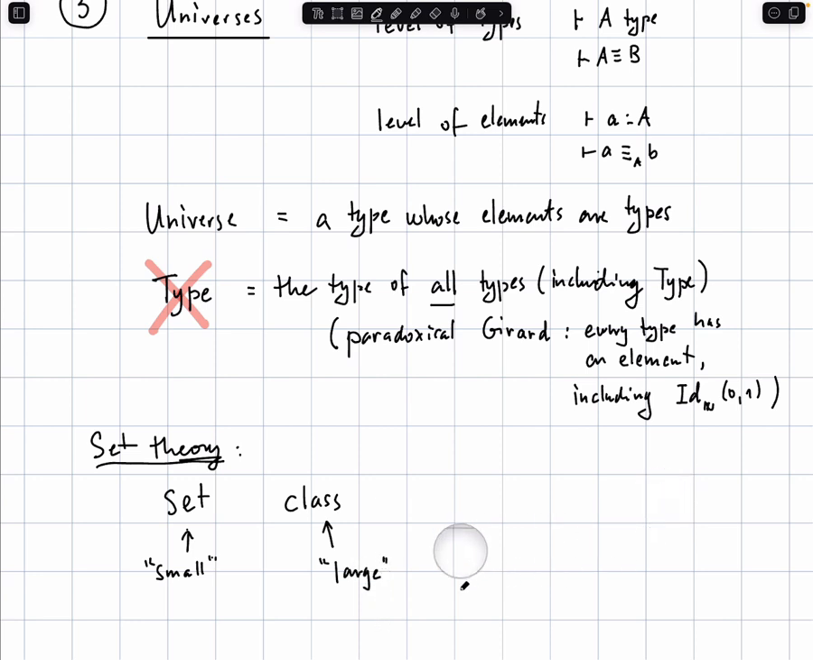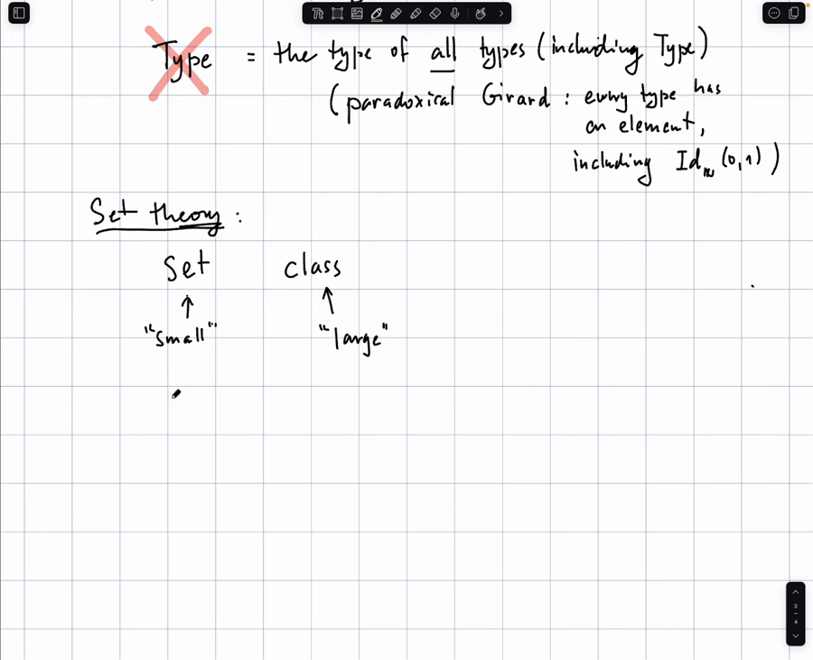So how would we use this idea in a proof assistant? In a proof assistant, we would say, oh, okay, it's not that difficult. So we're going to have a type. By the way, once you have these classes, one of the classes is called V, usually in set theory, and it's the class of all sets.